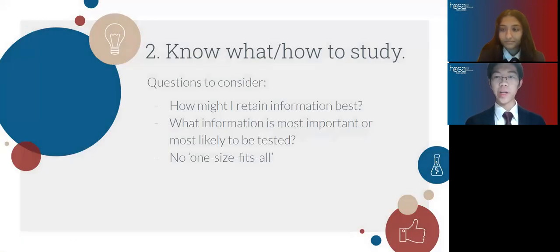Next is knowing what and how to study. So some questions you might consider here are, how might I, as a learner, retain information best? What information is most important or most likely to be tested? And I do want to mention that there is no one-size-fits-all study strategy or method to go about this because everyone learns at a different pace and in a different way. However, I do want to tell you some of the objective truths about most of these tests.